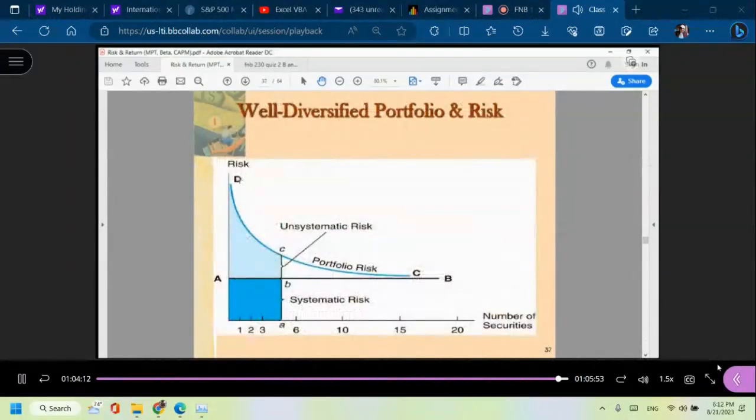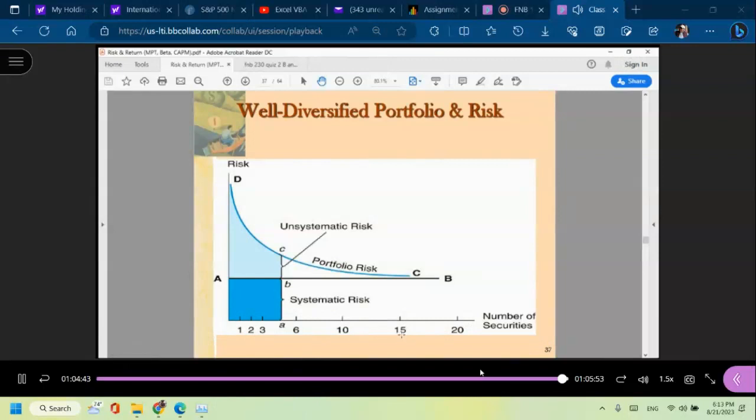It can be represented. This curve is the total risk of the portfolio. And in the portfolio, if you have just one stock, the total risk is this high. This is the entire risk of the market, the systematic risk and non-systematic risk. And these are the numbers of stocks or assets, securities.